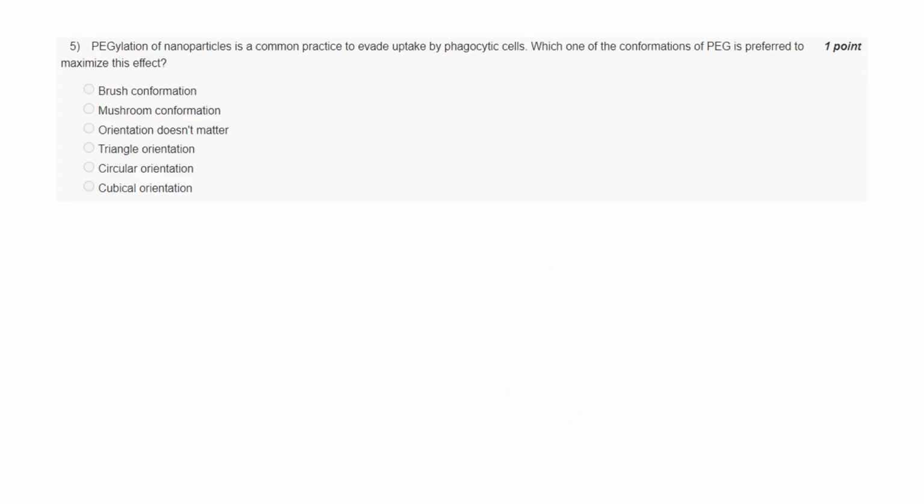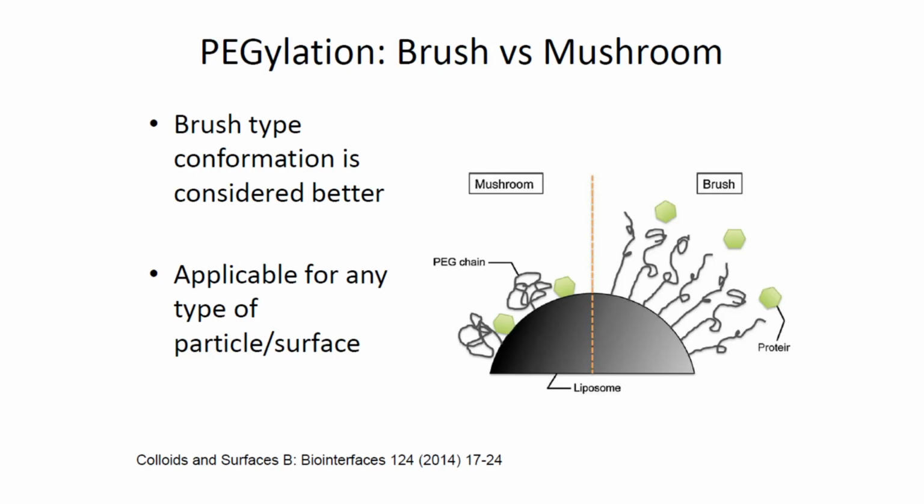Next was, pegylation of nanoparticles is a common practice to evade uptake by phagocytic cells, and we have to choose which conformation of PEG is preferred to maximize this effect. So the answer was brush conformation. You can conjugate PEG to your particles. Let's suppose your liposome is the particle, and you have conjugated PEG in two different conformations. It can either be a mushroom where it just collapses towards the surface. Compared to that, if you have a brush conformation, it will just be PEG chains lying around like this, and we have to select which one will be better.